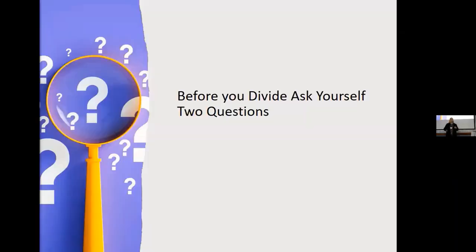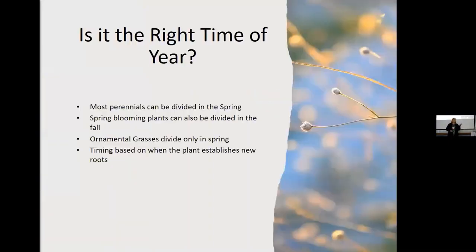Now you've decided you're going to divide a plant. There are 2 questions you're going to ask yourself before you start. One is, is it the right time of year? And the second one is, what type of crown and root structure does it have? So is it the right time of year? Not all plants can be divided anytime.